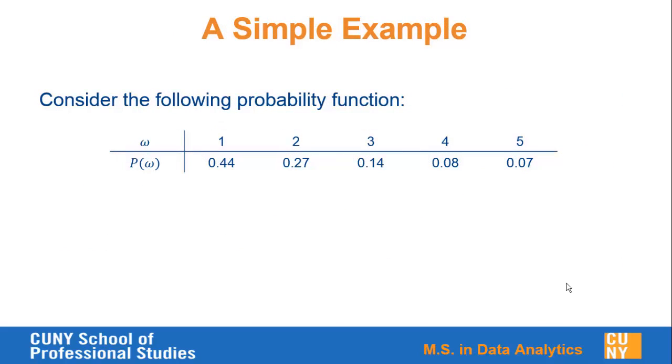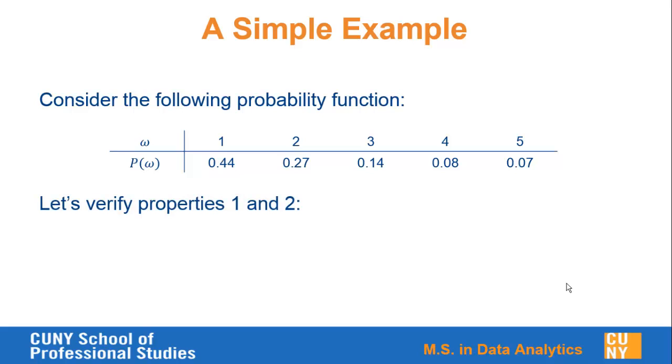So let's take a look at an example. Consider this probability function that I've laid out here, where the sample space includes 1, 2, 3, 4, and 5, and the probability of each of those outcomes is given. So for instance, the probability of a 1 occurring is 0.44. Let's see whether these satisfy our properties.